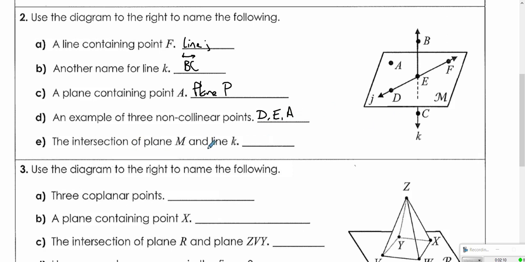The intersection of plane M and line K. We already kind of talked about this a minute ago. Plane M is this flat plane right here. Notice line K is this line that's going down through it. It's hitting it right there and going out the other side. So notice that's where it's hitting it, point E. And there we have the answers to problem number 2.